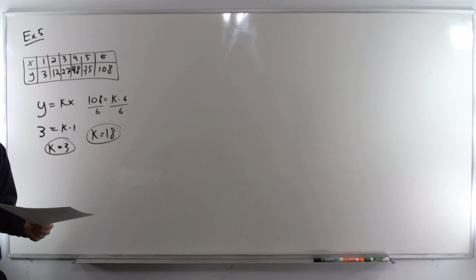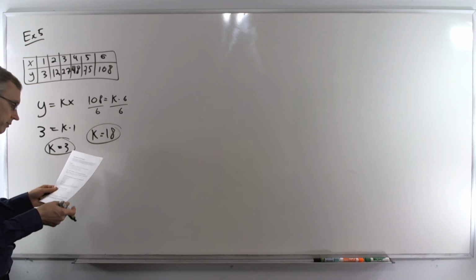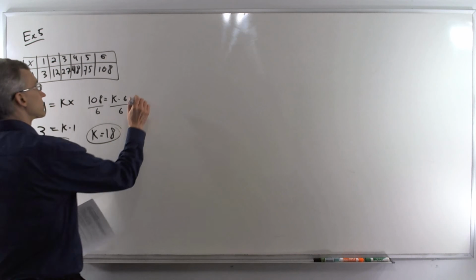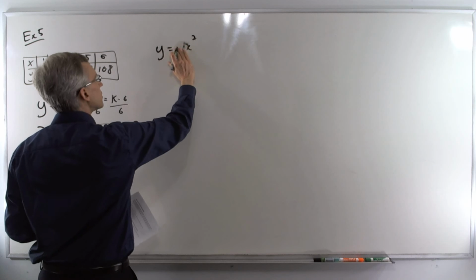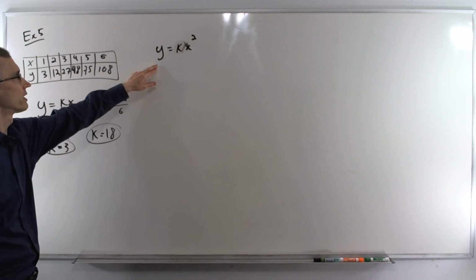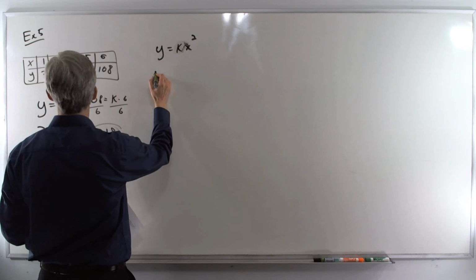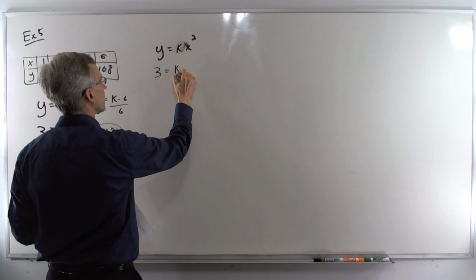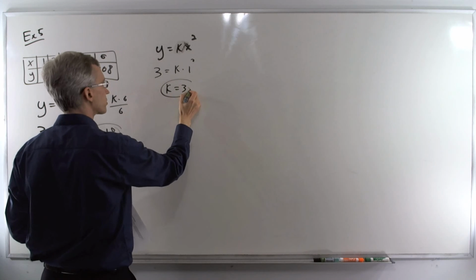The other ones we've seen are varies directly with the square and also the square root. So you can try one of those. Well, we're going to try the square next. So y varies directly with the square of x. That means y equals kx squared. And now let's try the data in this one. So I'm going to try that first one again, 1 and 3. That's an easy one to do. So 3 equals k times 1 squared. 1 squared is just 1, so we get a k of 3 again.